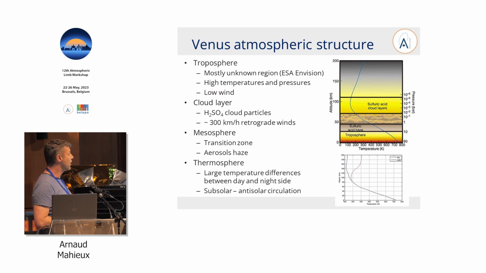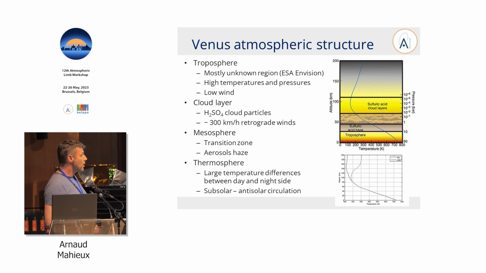Above it, covering the troposphere and the lower mesosphere, you have the cloud layer extending from 35 more or less to 65 kilometers. It is made of hydrated H2SO4 droplets, and this cloud layer is in retrograde superrotation around the planet with winds of about 300 kilometers per hour at the cloud top, so at 65 kilometers of altitude.